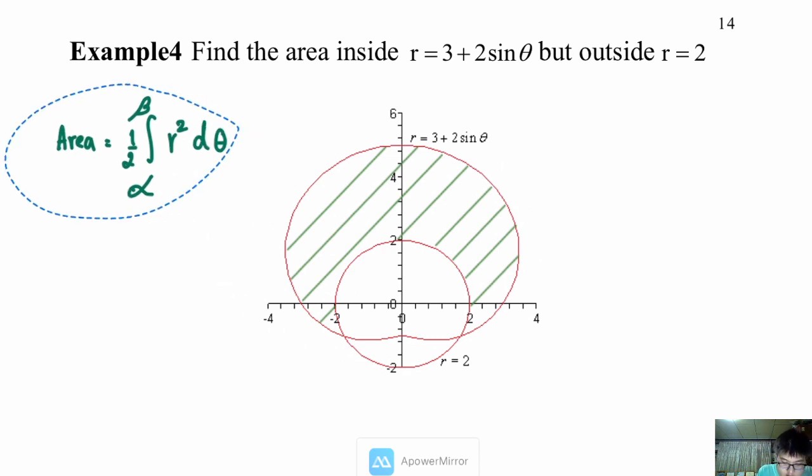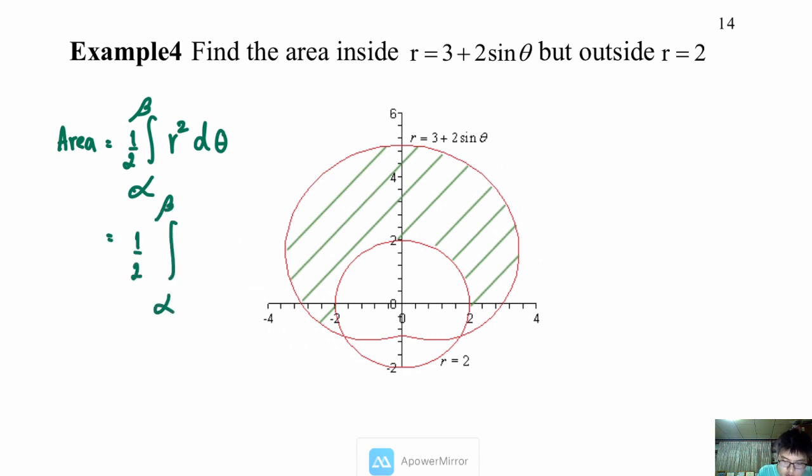Next, we will find alpha to beta, but here we have two curves. You will consider which is the outer loop and which is the inner loop. This one covers everything, we call it the outer loop. And this one is inside, we call it the inner loop.